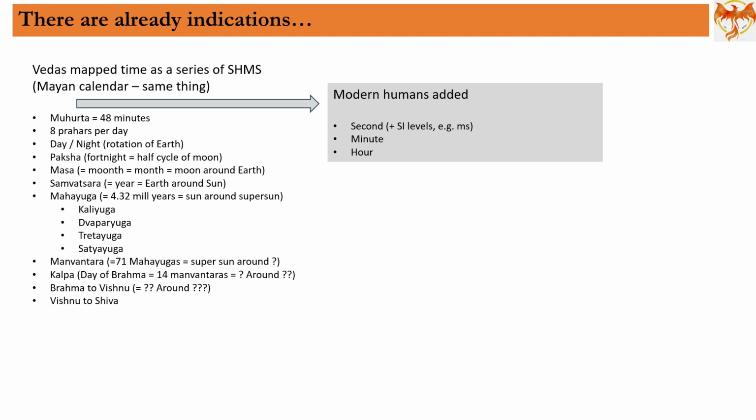From a modern perspective, humans have added onto this hierarchy by creating the definition of second, minute, hour, where 60 minutes makes an hour, 60 seconds makes a minute, and then you've got the SI levels where you're saying millisecond, decisecond, decasecond, and so on. So you've got a complete hierarchy set there.